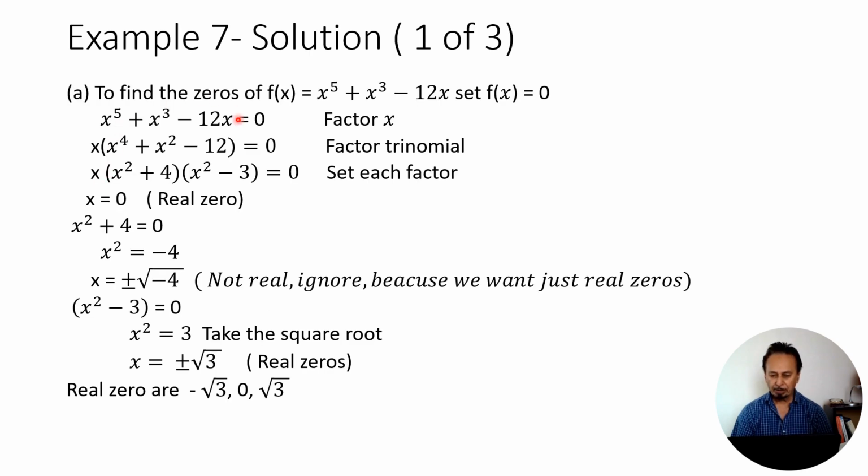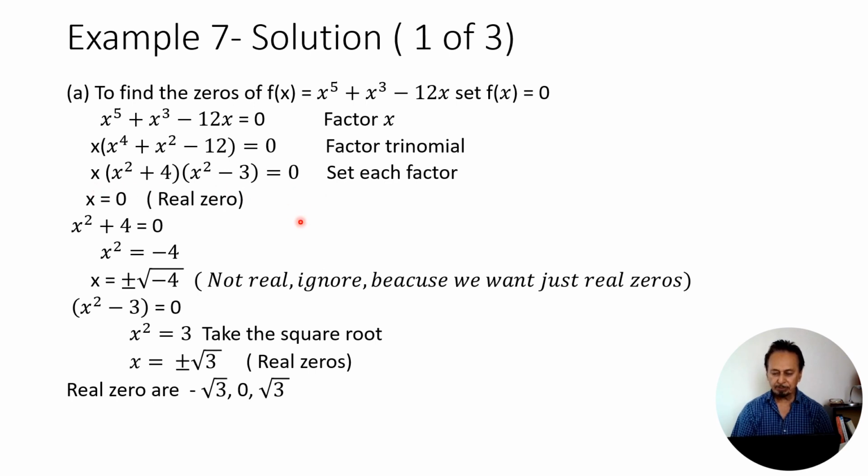Okay, so part A. To find the zeros of this polynomial, x to the 5 plus x cubed minus 12x, we set this to 0. You can see every term has an x, so we can factor out x. If you factor x, you get x to the 4 plus x squared minus 12. It looks like we can factor x to the 4 into x squared and x squared, and minus 12 into 4 times negative 3. So the factors would be x times x squared plus 4 times x squared minus 3 equal to 0.